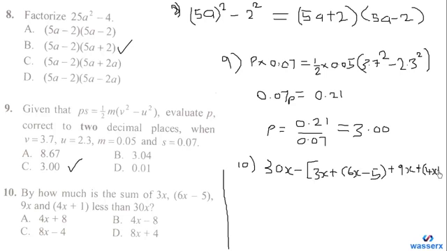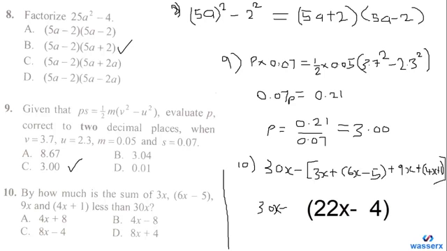So we now have to simplify all these algebraic expressions. So that will give us 30x. Then we have 3x plus 6x plus 9x plus 4x to be equal to 22x. Then minus 5 plus 1 will give us minus 4. So now we simplify this to get, so this is 30x.